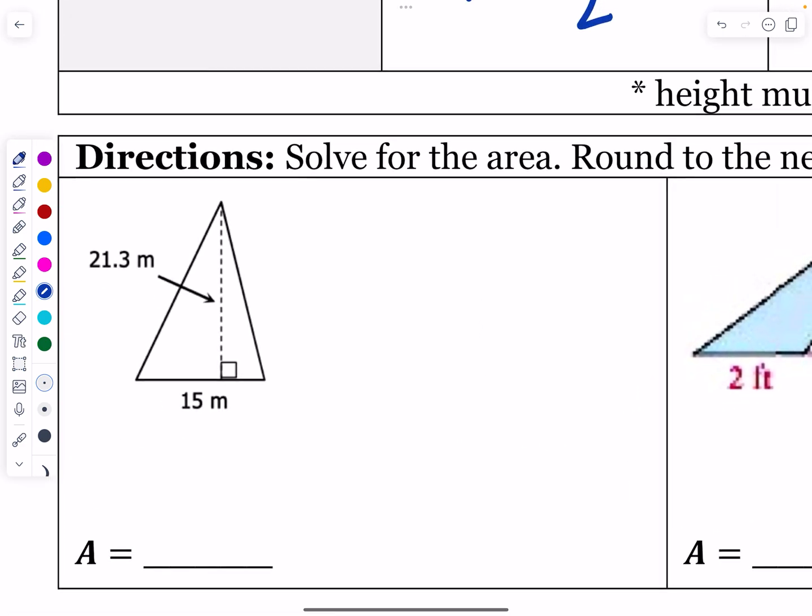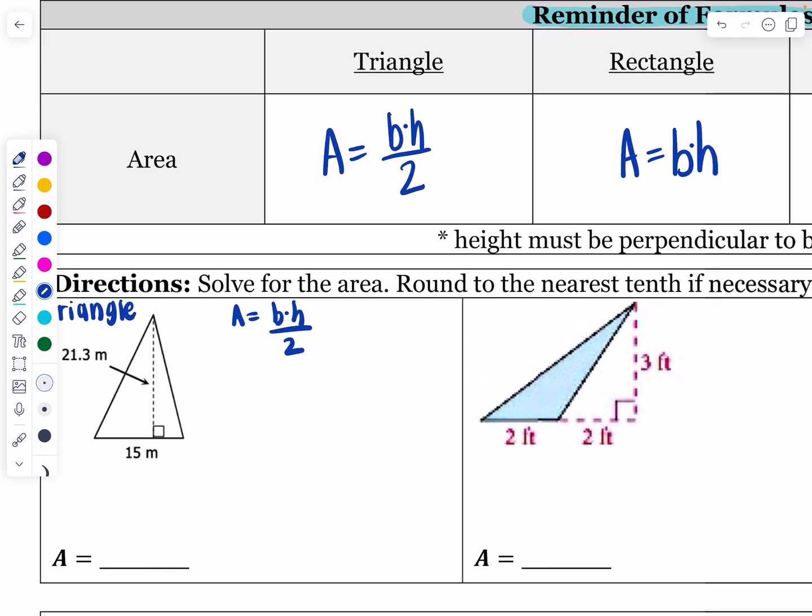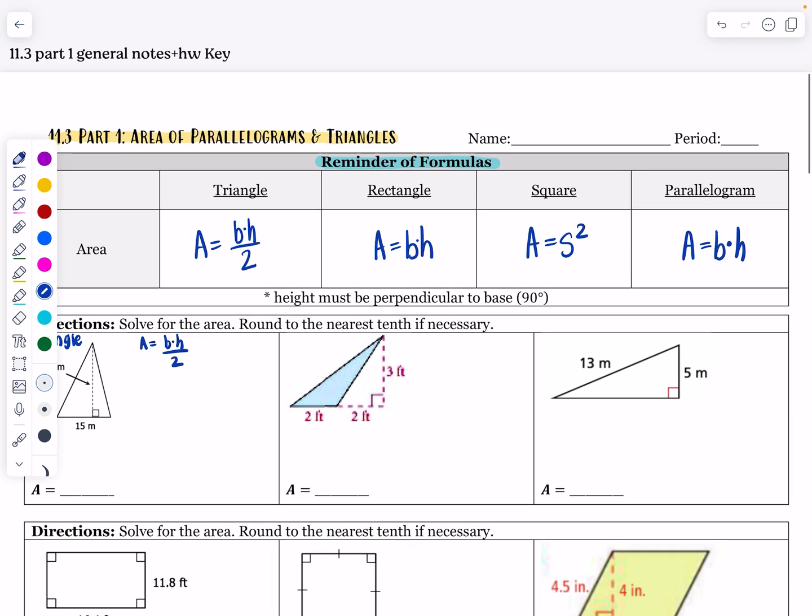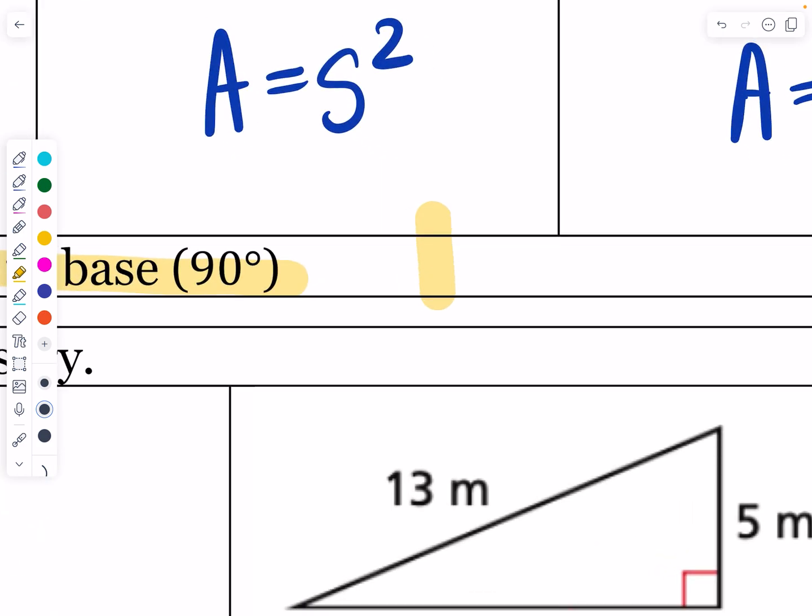What kind of shape is this? The first thing we're going to do is name all of these. This is a triangle. So what is my formula for the area of a triangle? It's going to be base times height divided by 2. And when you look for a base and a height combo, that's what I like to call these, you're always going to look for the group that is perpendicular. The height must be perpendicular to the base. So they're going to cross each other at 90 degrees.